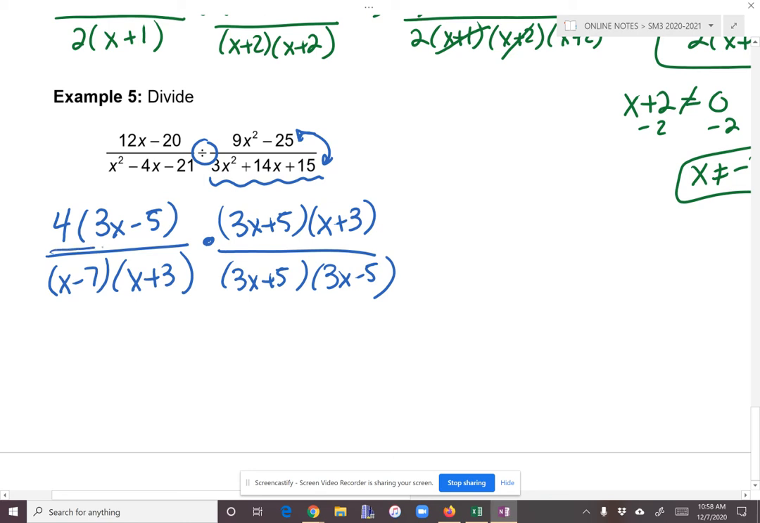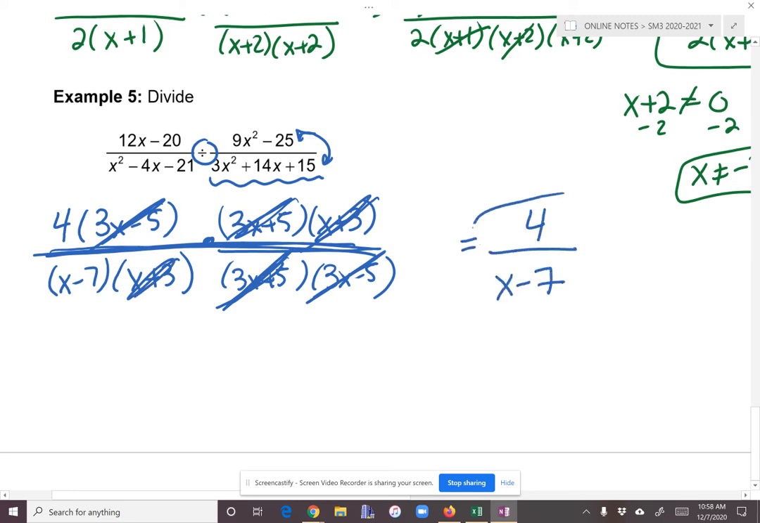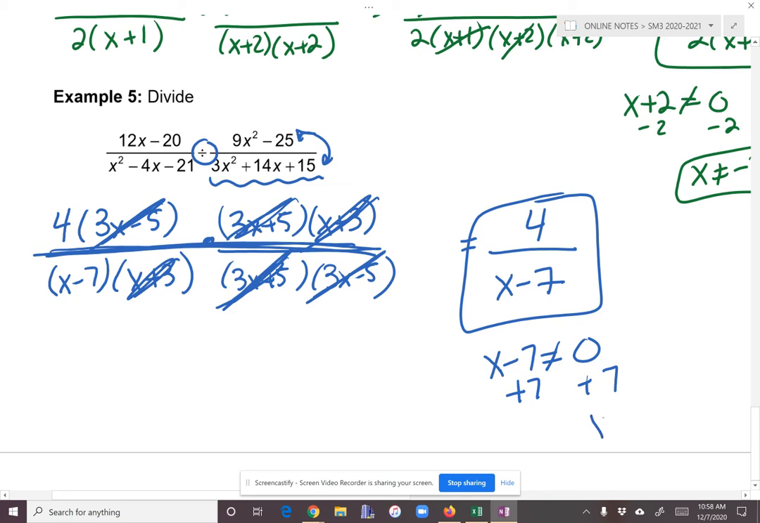Now notice when it becomes multiplication, I really can just keep this as one step and make it one fraction. And then I cross out my common factors. So the minus 5s, the 3x plus 5s, and the x plus 3. So my final answer, I'm left with a 4 and an x minus 7. Notice I have a binomial, so I'm going to have a restriction of 7.